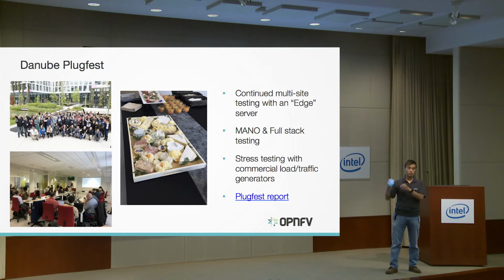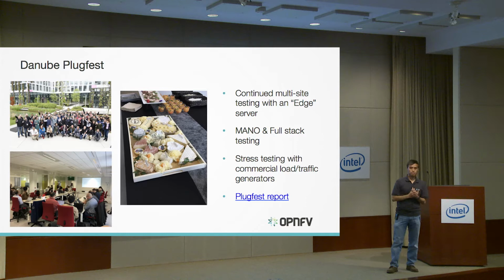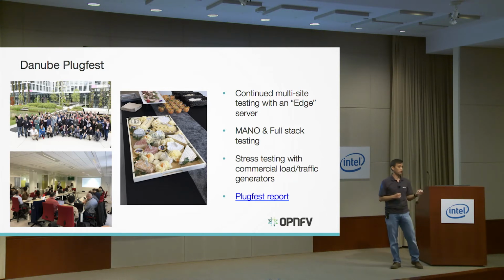Even the layout of the facility, as you can tell from the photo, is pretty open, easy to collaborate with people. Some of the things we did, I can't believe this was only a few months ago. It seems longer than that for some reason. The Wind River team basically continued the multi-site testing, and this time even brought along their friends from Advantech, who had an edge server that was hosted in the lab at Orange.